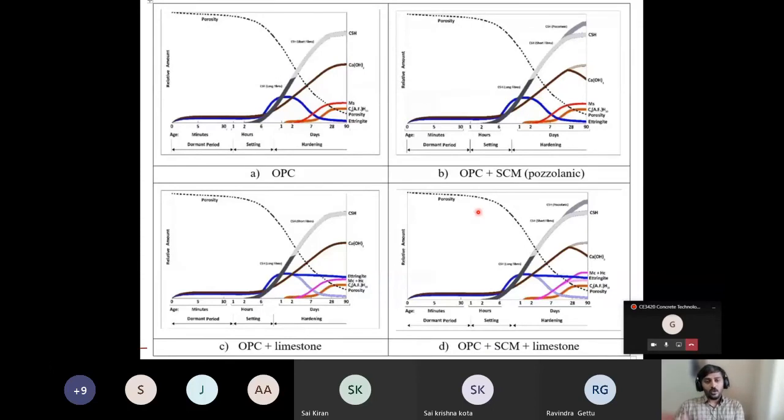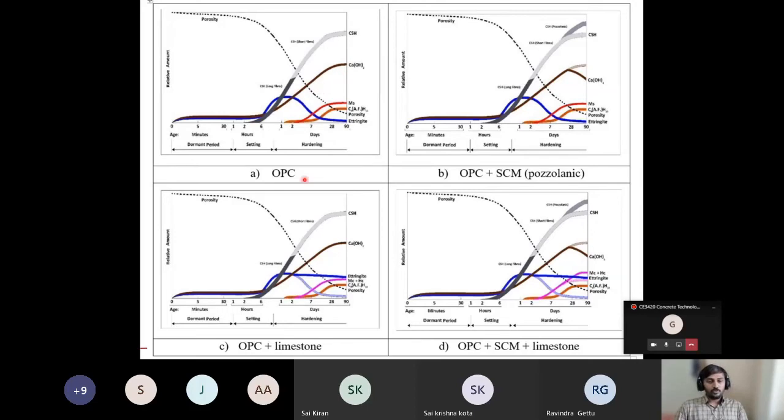So let's look at how this happens in terms of basic reactions. So when you take a plain OPC, you can see the hydration products over the period of time here. So initially you have some amount of ettringite which is formed, and later it comes down, which is followed by the formation of monosulfate. And CSH and calcium hydroxide are the main hydration products which are formed, right?